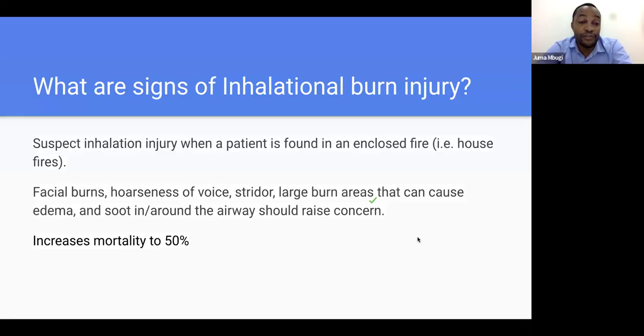And whenever you observe soot in or around the airway, it should raise concerns. Usually soot in the nostril, burnt hair in the nostril, or soot in the mouth should raise concern about inhalation burn injury. And why is this important? Because compromise of the airway or the presence of inhalation burn injury in patients with burn injuries can increase the mortality up to 50%. And if no action is taken early, these patients may lose their lives within 48 hours.